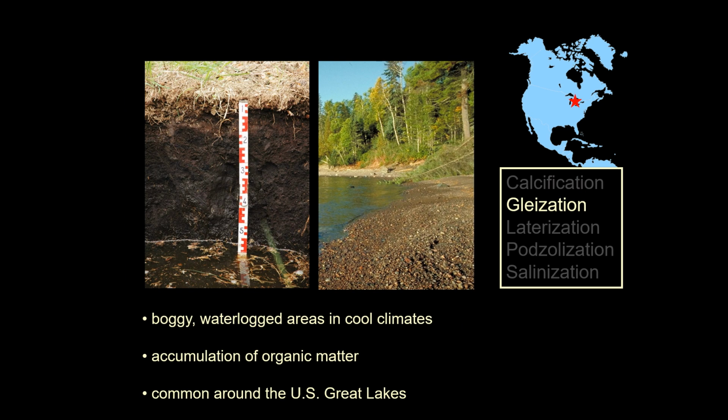The second soil forming regime I wanted to mention briefly is called glaciation. It happens in places like around the Great Lakes, where you find boggy, waterlogged areas in cooler climates. Lots of organic matter accumulates in these types of soils, so glaciation in cooler climates with organic material and boggy conditions.